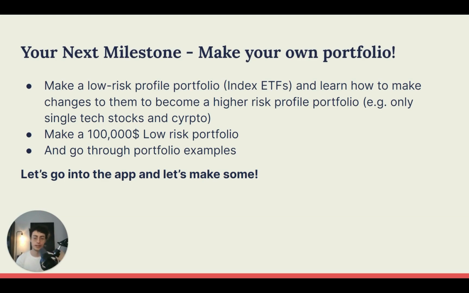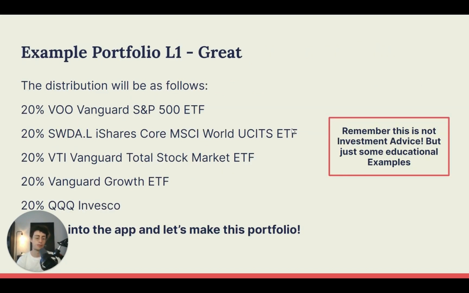And so first off, we'll make a $100,000 low risk portfolio and then go through some portfolio examples that then increase in the level of risk, just so you know how to go through it. So the first example portfolio, which we think is a great portfolio, distribution is as follows. Just remember that this is not investment advice. This is just some educational examples that we'll go through and show you how to create it in the brokerage app.